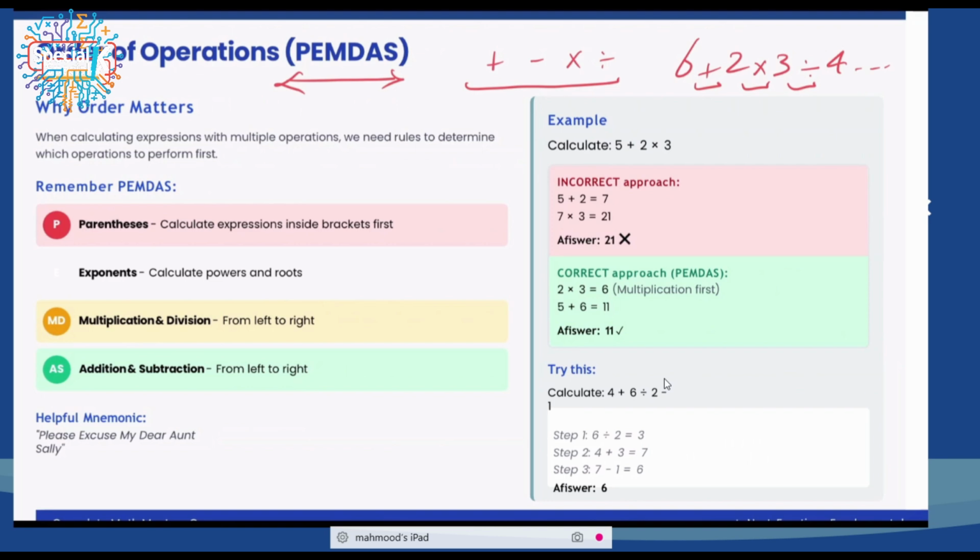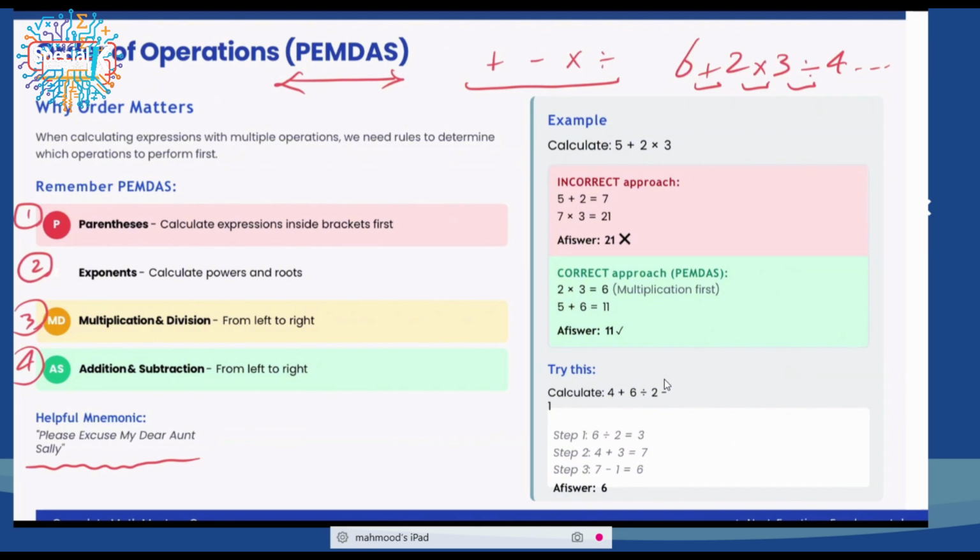It means that at this point, I have the parentheses first. Second, I have exponents, which we don't have right now. Third, I'm going to do the multiplication, and fourth, the additions. One way to memorize that is this cute phrase: please excuse my dear Aunt Sally. So I have PEMDAS.